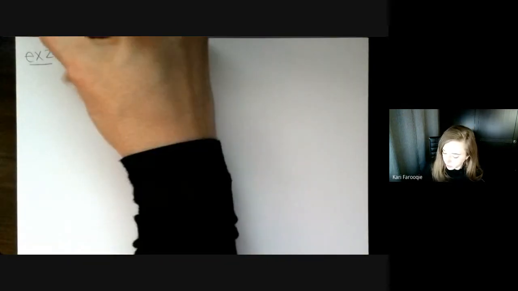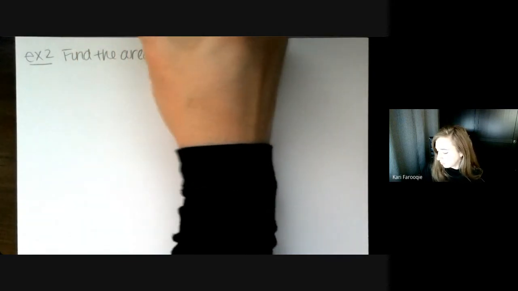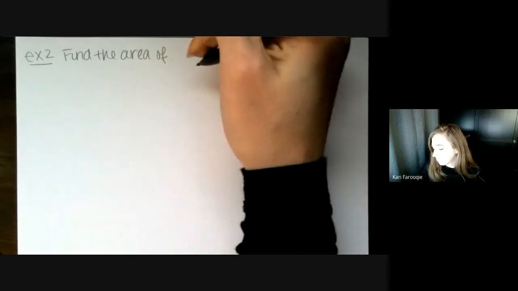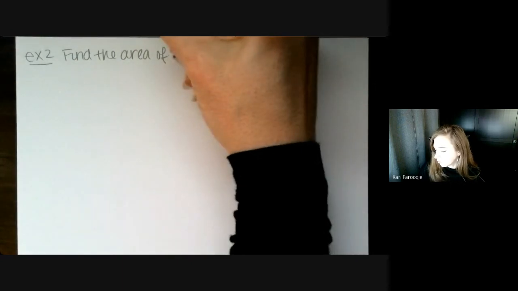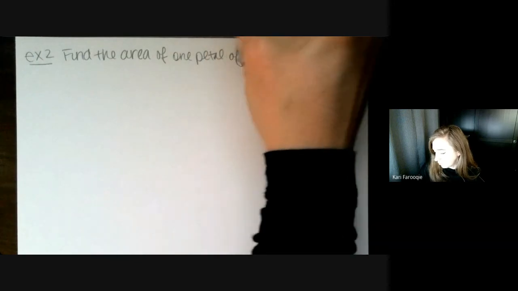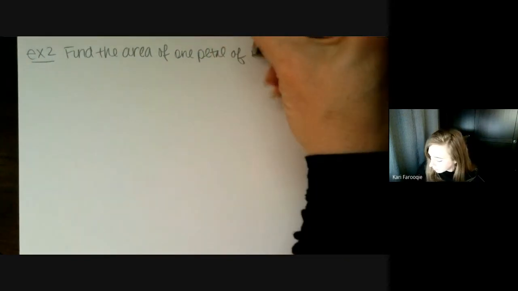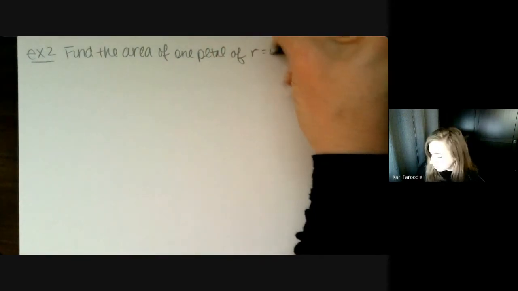Example 2 is going to employ some techniques we used in 9.4 when we were graphing polar equations. Specifically, the last example I did. We are going to find the area of one petal of r equals sine 3 theta.